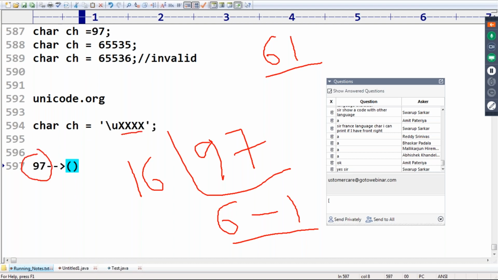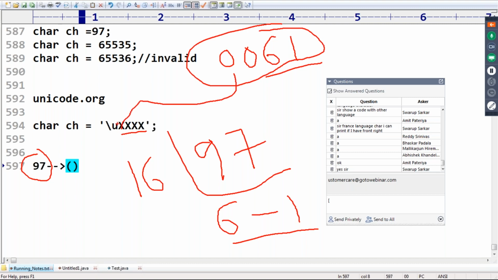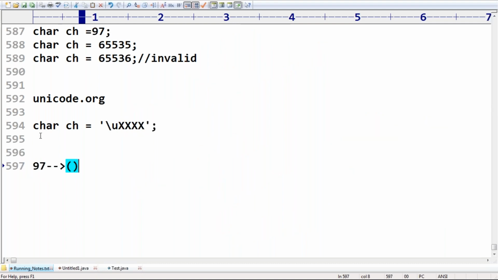But here how many digits are required? 4 digits are required. That's why 0061. Internally, it is 'a' only. This representation is also possible. Remember it. Okay. Best example for this.